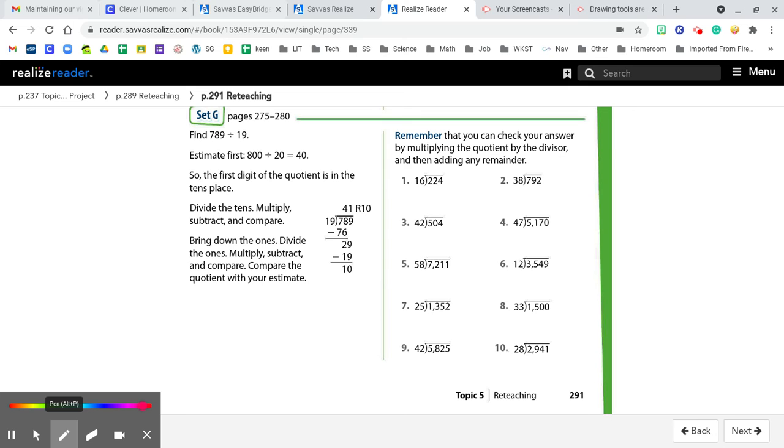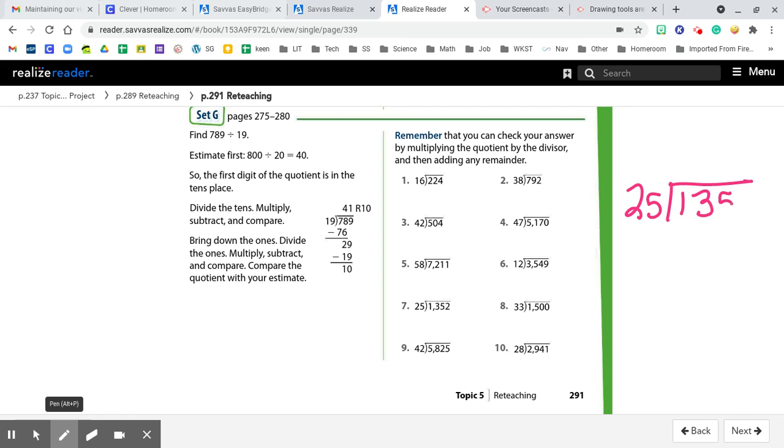Number 7, 25 into 1352. 25 doesn't go into 1. It doesn't go into 13. So I'm going to be looking at 25. How many 25s can I get out of 135? And think of quarters. You probably could do this in your head, and you would know that our first digit is going to be placed in the tens place, and it's going to be a 5. 25 times 5 is 125.